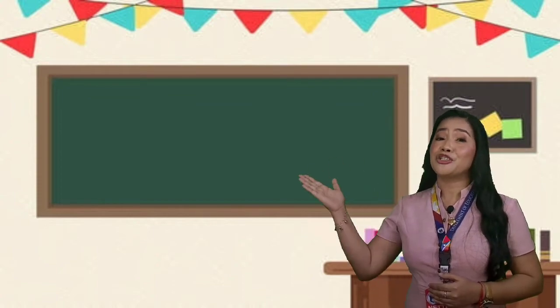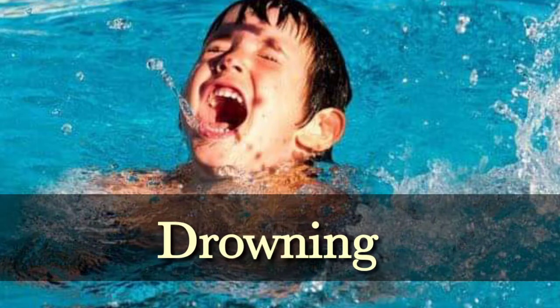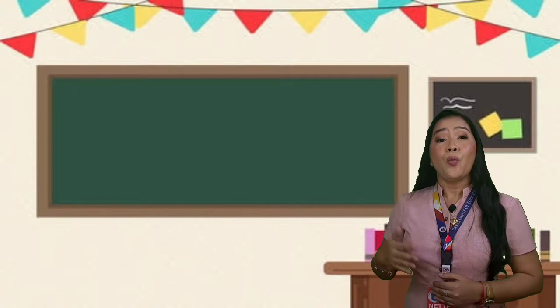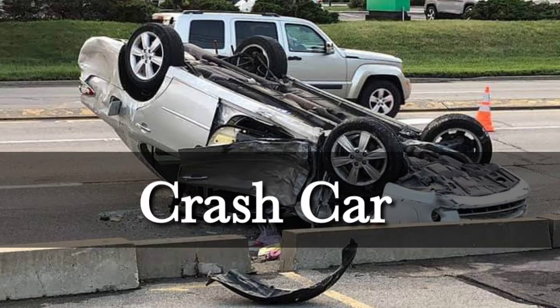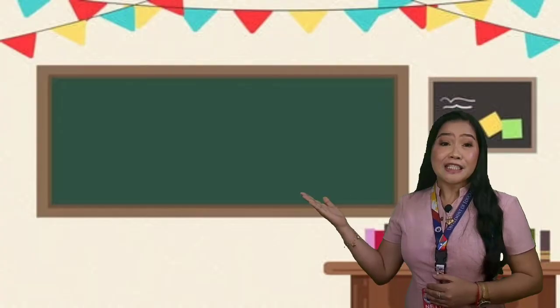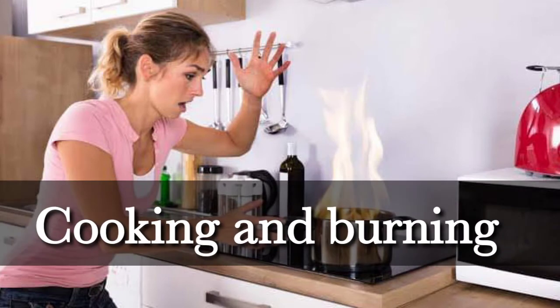Look at the picture shown on the screen. What do you think is this picture? Correct. It is a boy who is drowning. What about this image? Yes, a crashed car. This picture says what? Right, a girl who is cooking and burned her hands.